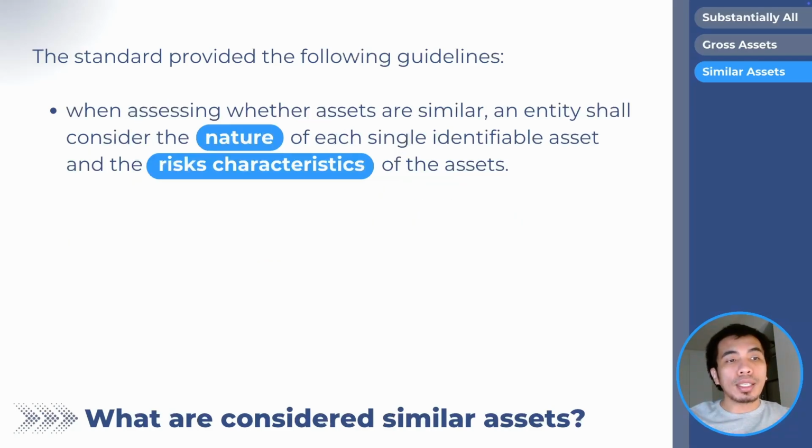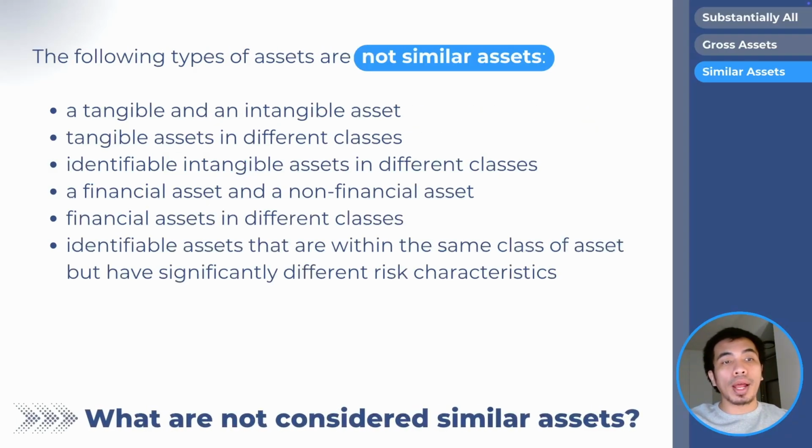And when assessing whether assets are similar, the entity shall consider the nature of each single identifiable asset and the risk characteristics of the asset. So those are the definitions of what are similar identifiable assets. However, the standard also gave us some examples of what are assets that shouldn't be considered as similar.